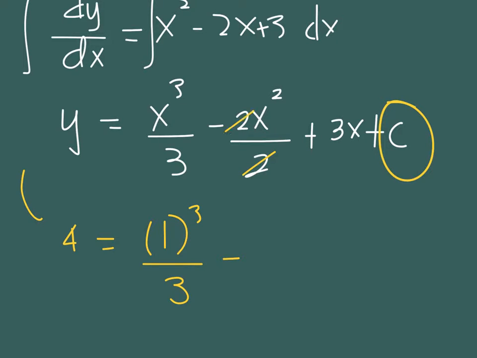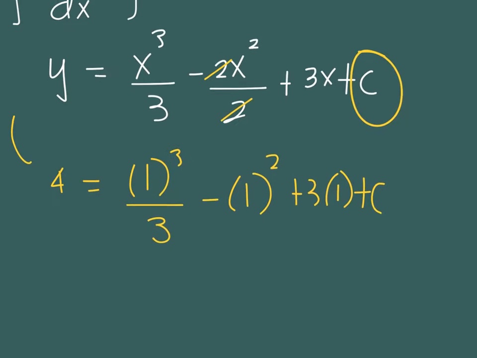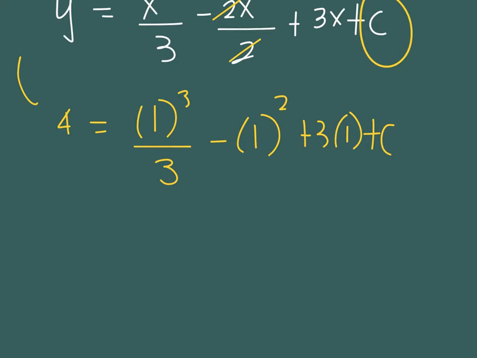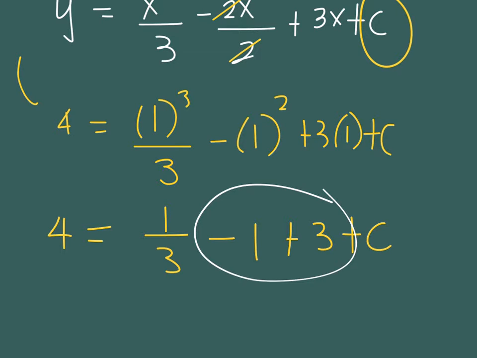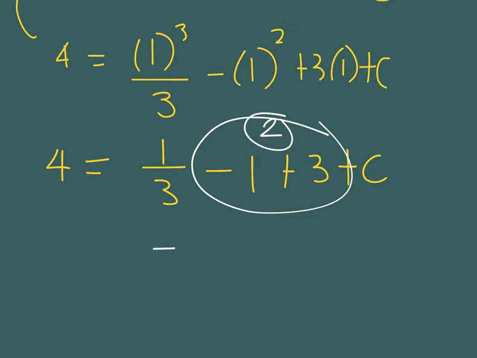So you can cancel the 2 and 2. 1 squared plus 3 times 1 plus c. And all you have to do is to find that value of c. So 1 over 3 minus 1 plus 3 plus c equals 4. Okay, so there are different ways to simplify this. So you have negative 1 plus 3. This will become 2. And then you can isolate the c by having 4 minus 2 minus 1/3.